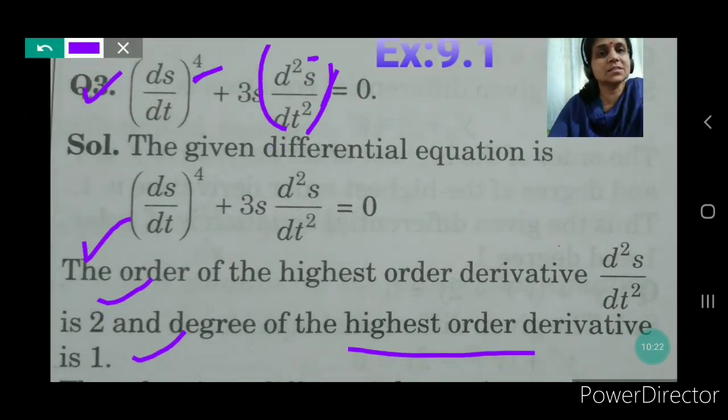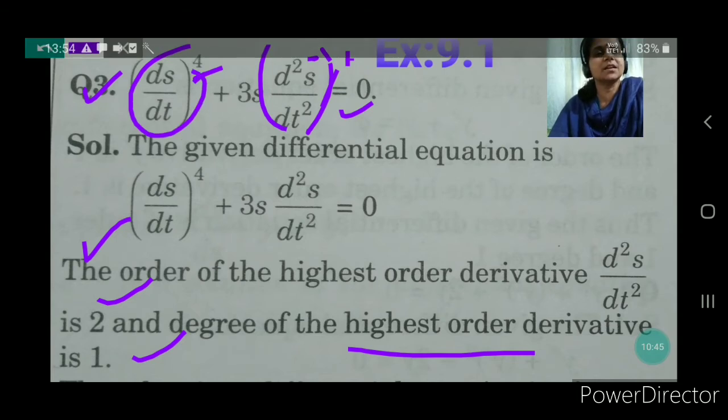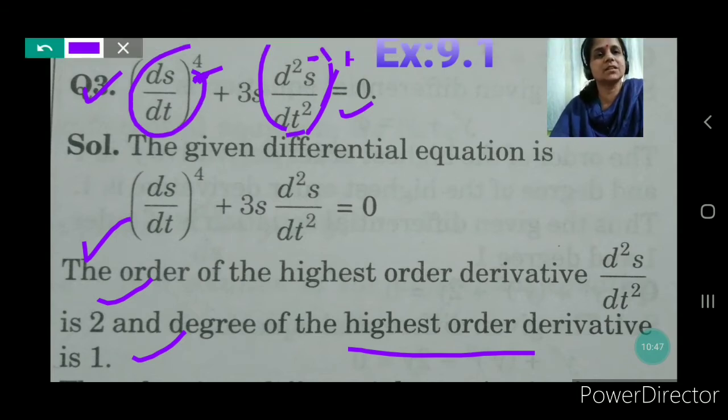Since the highest order derivative is d²s/dt², now we have to see the power of this highest order derivative. So here it is 1 only. So order is 2 and degree is 1. Don't look at this and don't write that it is 4. We have to take the highest order derivative only.